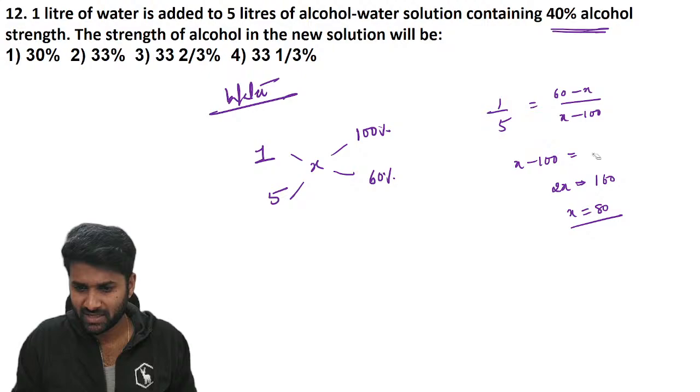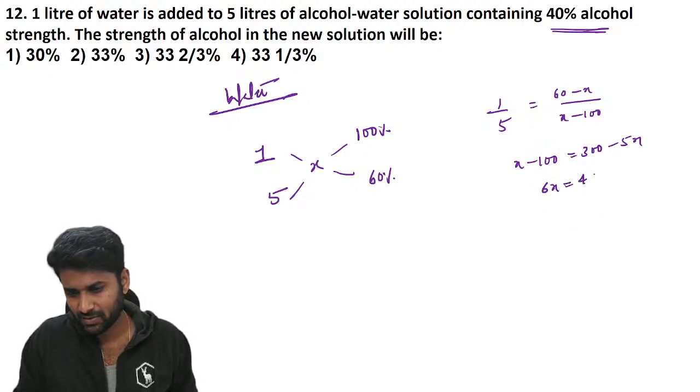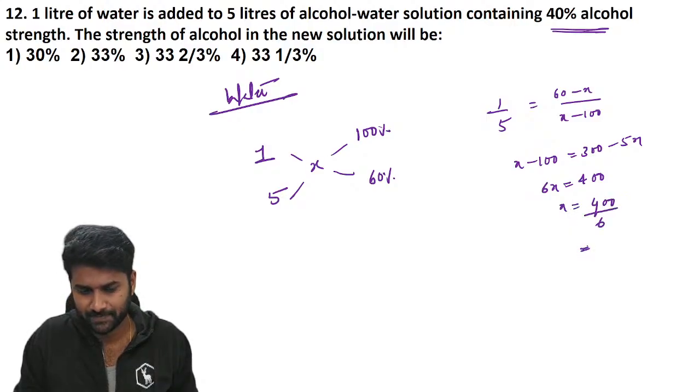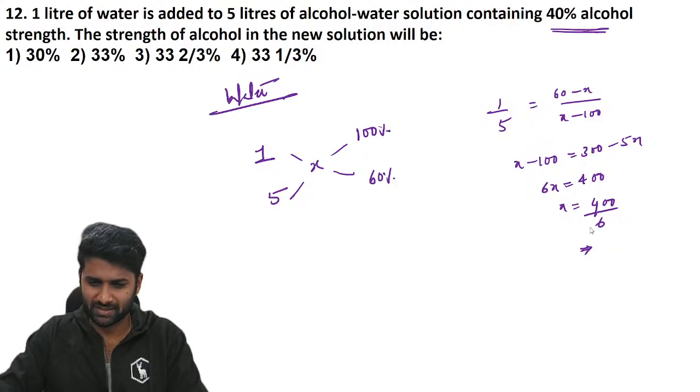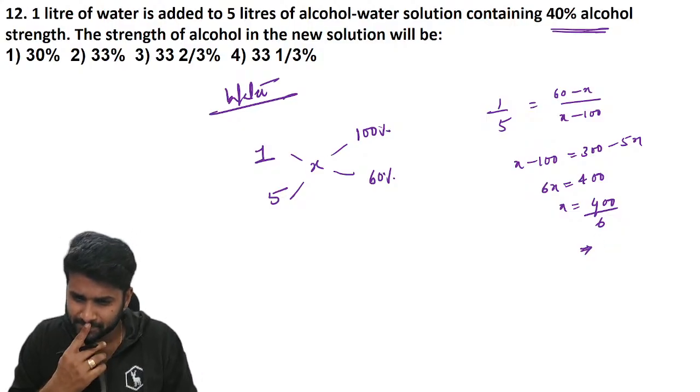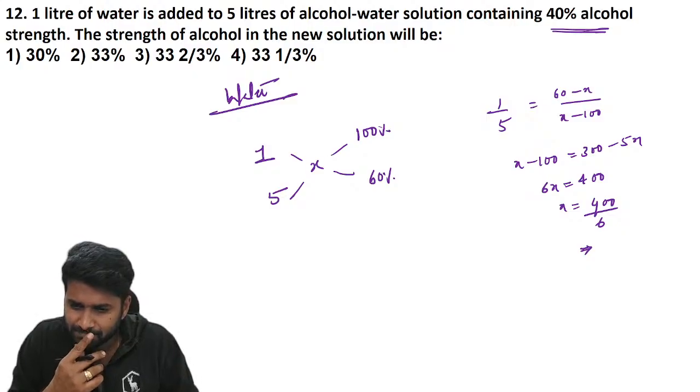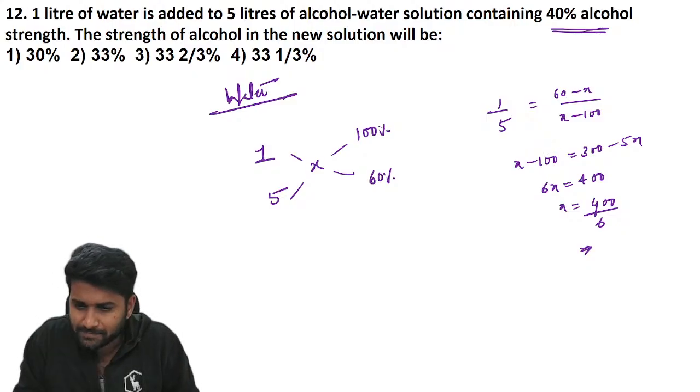So I made a mistake in the calculation here. x minus 100 is equal to 300 minus 5x. Cross multiplication, na? So here you will get 6x is equal to 400. Then x is equal to 400 divided by 6. Now see how 6 is multiplied with 400. x minus 100, 600 minus 5x, 400, 6x.